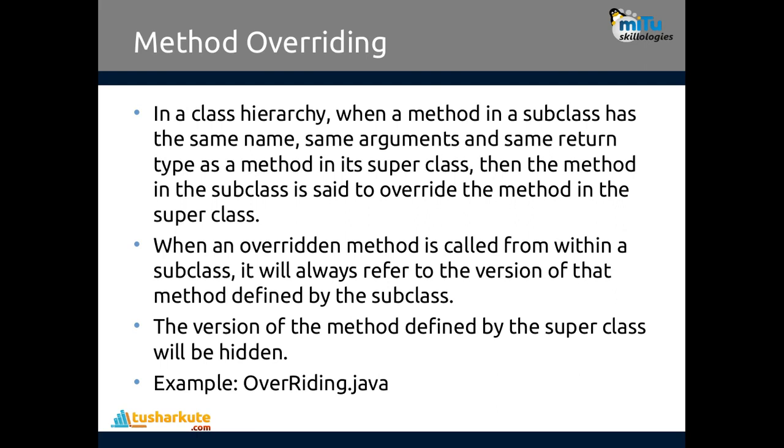In the class hierarchy, when a method in a subclass has the same name, same arguments and same return type as a method in the superclass, then the method in the subclass is said to override the method in the superclass. So overriding the functionality of the superclass method is possible in the subclass. When an overridden method is called from within a subclass, it will always refer to the version defined by the subclass. The version defined by the superclass will be hidden. That's why we call it overriding. Hiding the superclass method and reusing it for different operations is called method overriding.